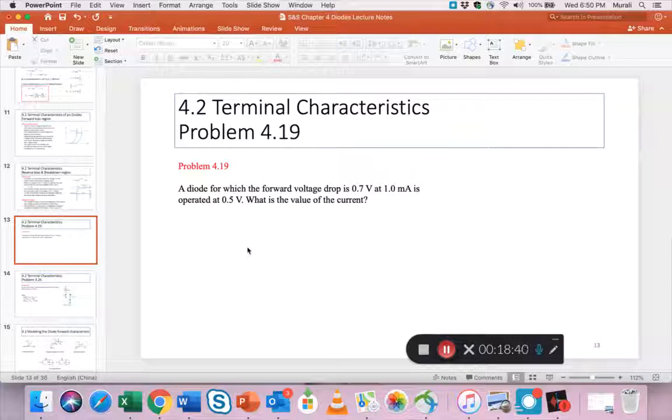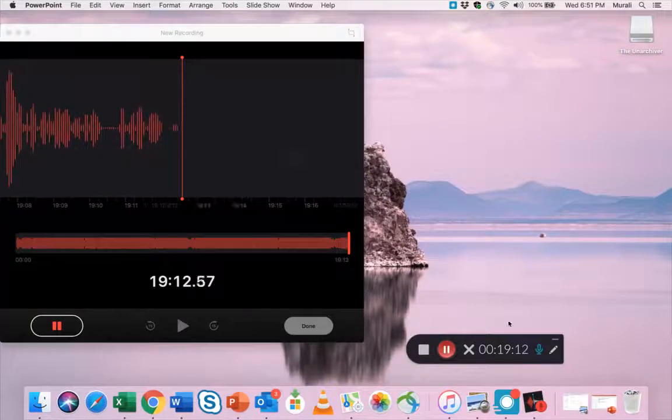So problem 419 says on slide 13, a diode for which the forward voltage drop is 0.7 volts at 1 milliamp is now being operated at 0.5 volts, and what's the value of the current? So, to get 1 milliamp, the drop has to be 0.7, or for a drop of 0.7 we have 1 milliamp. For a drop of 0.5, what's the corresponding milliamp? Pretty simple. Let's look at the solution.